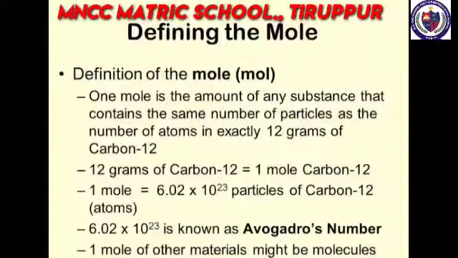Definition of the mole. 1 mole is the amount of any substance that contains the same number of particles as the number of atoms in exactly 12 grams of carbon-12. 12 grams of carbon-12 is equal to 1 mole of carbon-12. 1 mole is equal to 6.02 × 10^23 particles of carbon-12 atoms. 6.02 × 10^23 is known as Avogadro's number. 1 mole of other materials might be molecules.